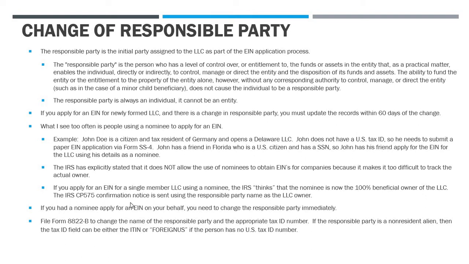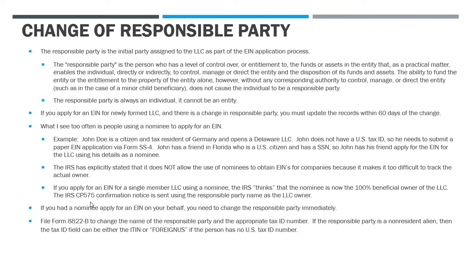And the other issue here is once that application is submitted, the IRS thinks that single member LLCs, if we use John's friend for example, they think John's friend is the owner. So if you apply for an EIN for a single member LLC and you're using a nominee, the confirmation letter that gets sent out, the CP 575 notice, it's going to have the nominee's name on the letter because the IRS thinks the nominee is the owner. And why should they think any differently? They've told people do not use nominees for the EIN applications, and so it's appropriate for the IRS to assume that you followed those rules and you did not use a nominee to apply for the EIN.